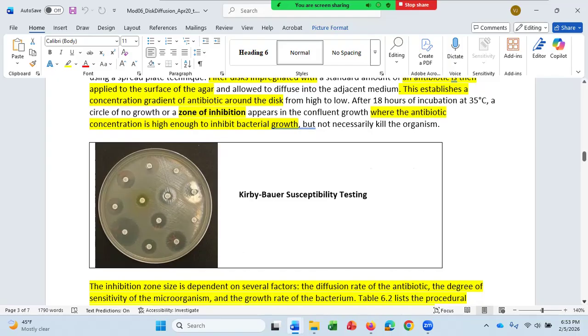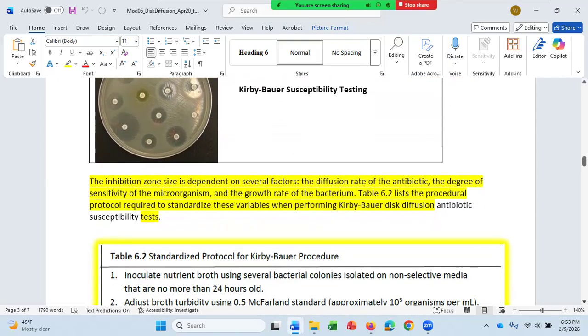But realize that the size of the zone of inhibition is dependent on several factors. It's dependent on the diffusion rate of the antibiotic. A smaller antibiotic will diffuse further than a larger antibiotic. It also depends on the degree of sensitivity of the microorganism. The more sensitive the bacteria is to the antibiotic, the greater the zone of inhibition. The less sensitive, the smaller the zone. And obviously that one is not sensitive at all because there is no zone of inhibition.